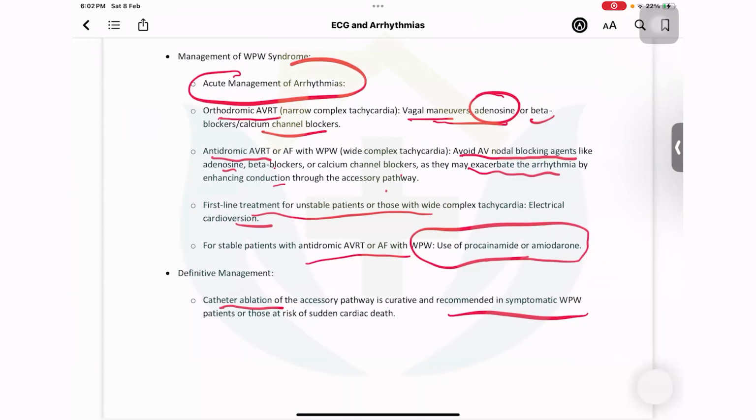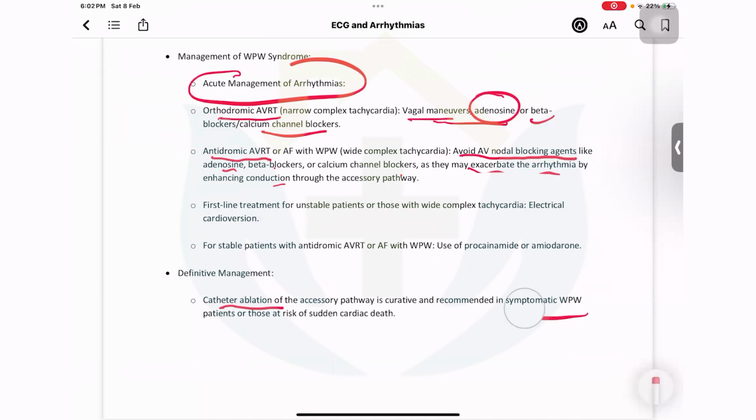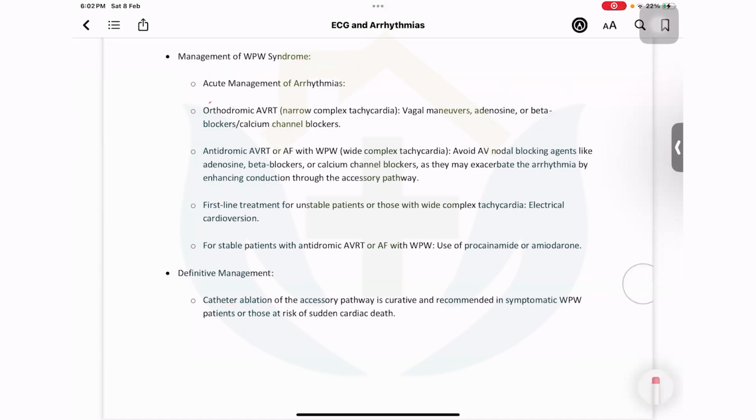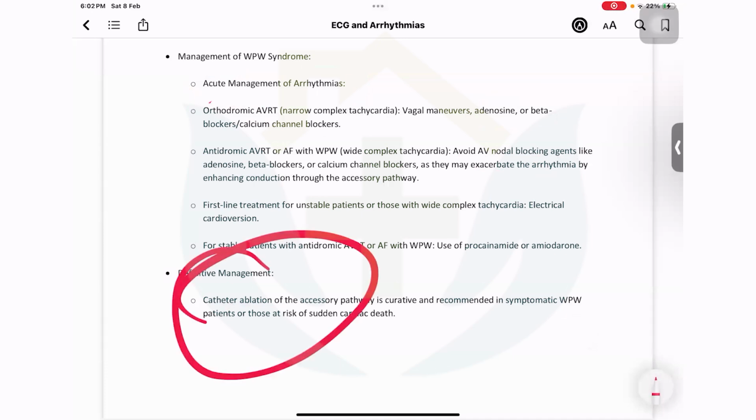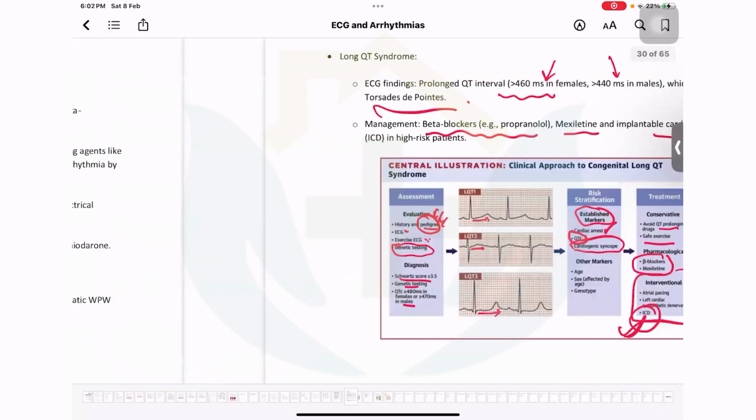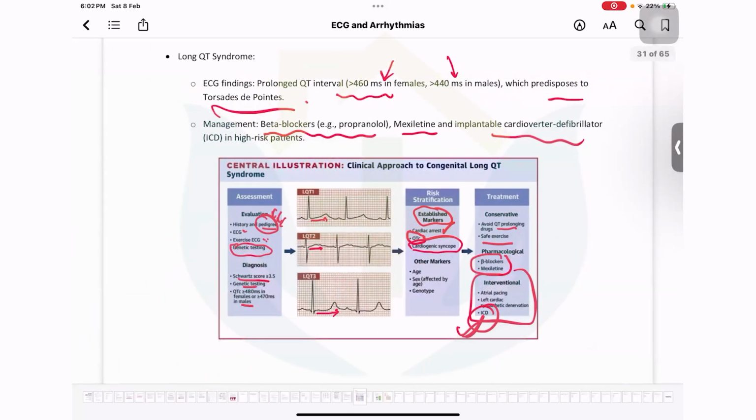So what is the management? Basically, the first line in unstable patients will be defibrillation. For stable patients, amiodarone can be used, beta blockers, anything can be used, but eventually these patients will need catheter ablation. So that is the end of the treatment, that is catheter ablation.